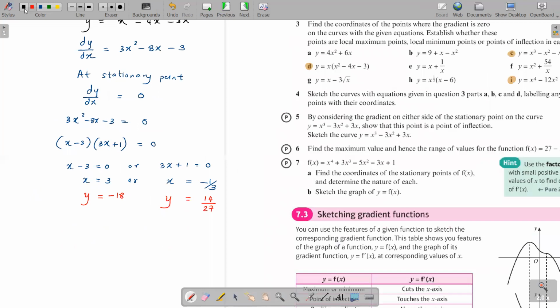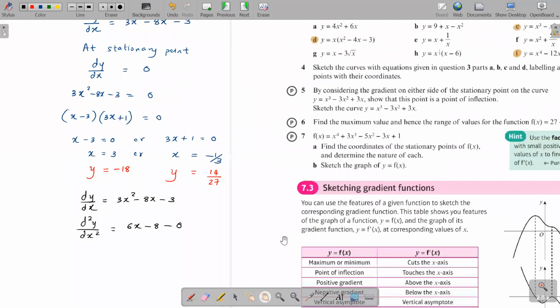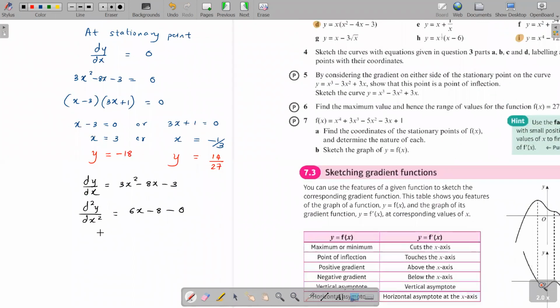So now let's get the second derivative. What's our first derivative? dy by dx is 3x square minus 8x minus 3. So differentiate again. d square y by dx square gives us what? 3x square differentiation is 6x, minus 8, minus 3 becomes 0, right? Is that okay? So what do we get here? We have to replace the x values.